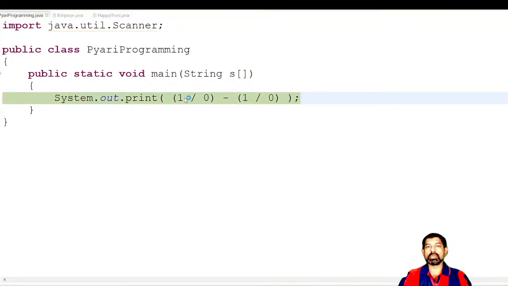It should be proof in front of you. So let's run this. Got it now? Runtime error I got. Look at this, arithmetic error it is showing. Okay.